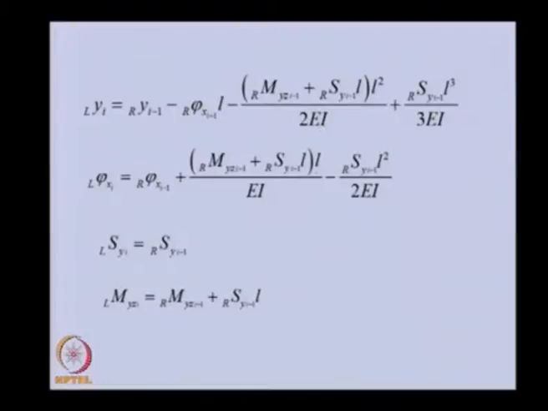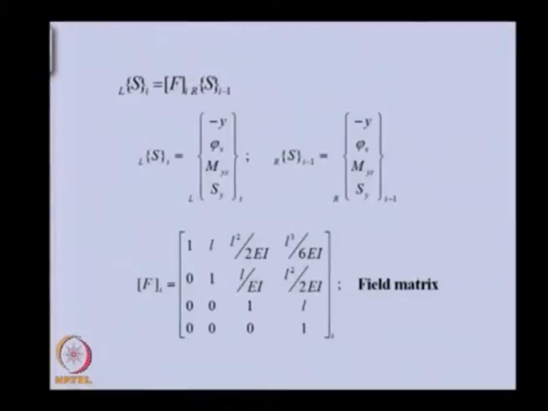Now we can rearrange these equations, and we can put them in matrix form. Basically, we are stacking the state vector like this. First the linear displacement, with a minus sign we are taking, so that in the matrix all the terms are positive. Then angular displacement, bending moment, shear force. This particular state vector which we have written is for the left of the ith disk, this is for the right of the (I minus 1)th disk, and this is the field matrix which is for the ith shaft.